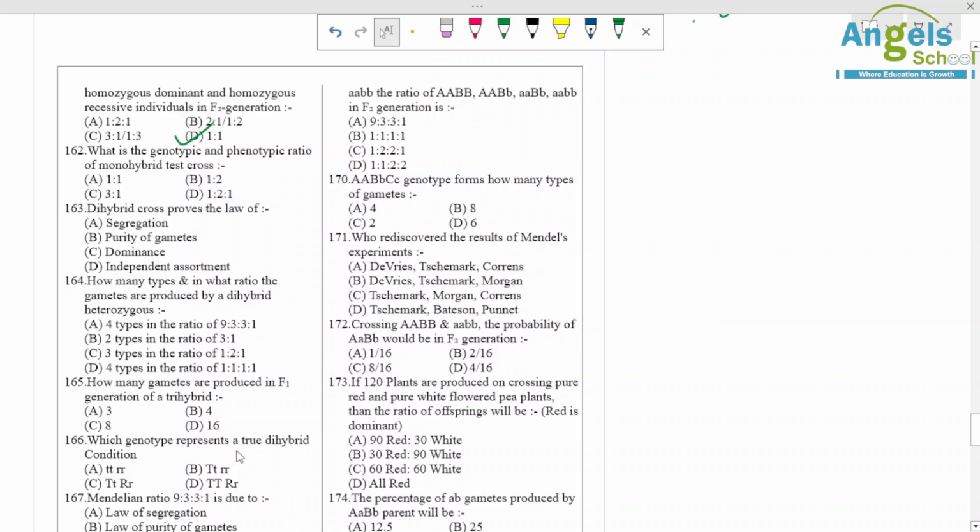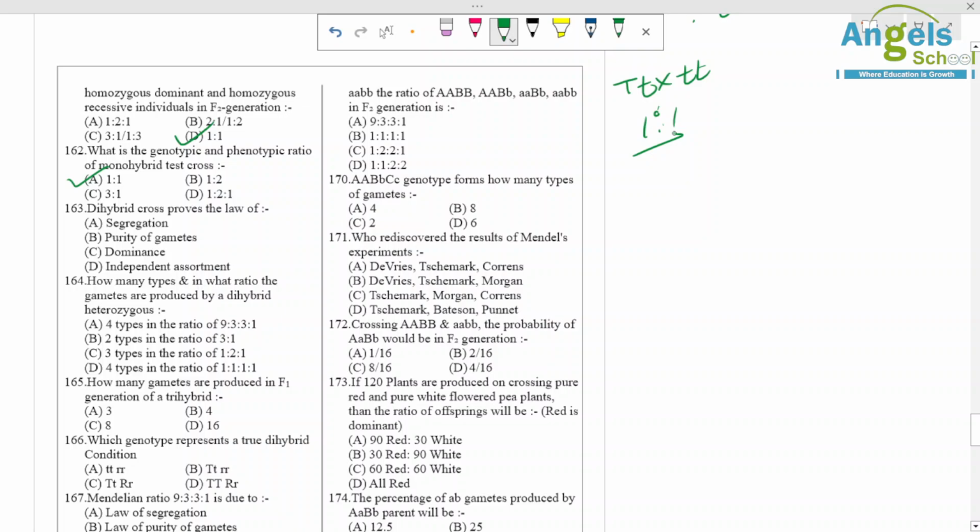What is the genotype and phenotype ratio of monohybrid test cross? So again, it's a 1:1, because if we do monohybrid test cross, so capital T, you get a 1:1. So two types of genotype and two types of phenotype we can find out.